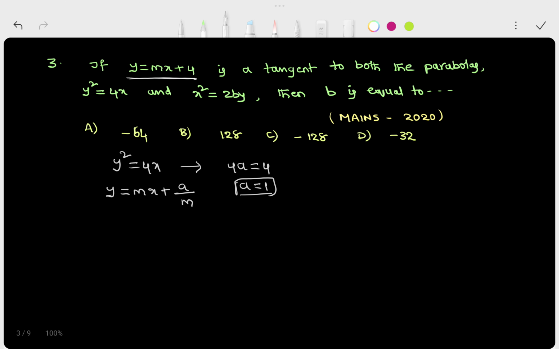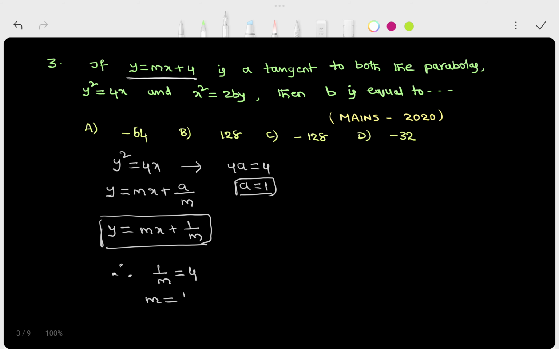Now substitute this value in this one. So y is equal to m into x plus 1 by m. Now comparing this equation and the given equation, 1 by m is equal to 4. From this, m is equal to 1 by 4.